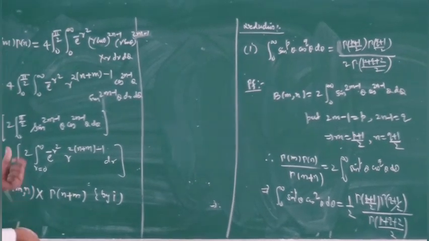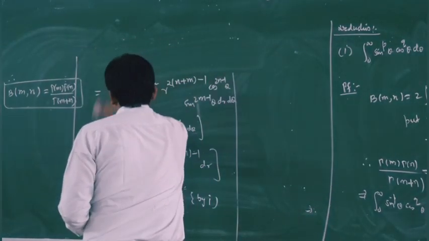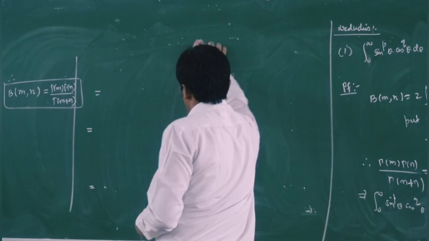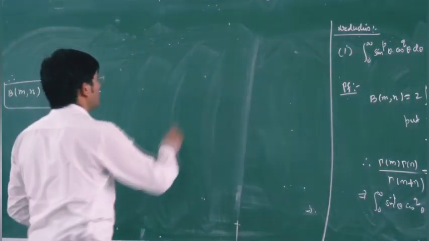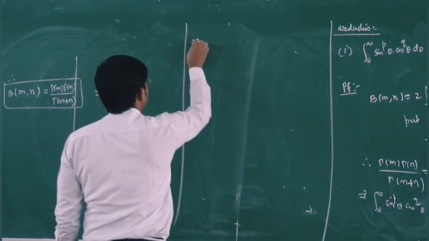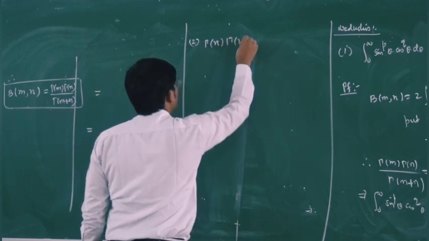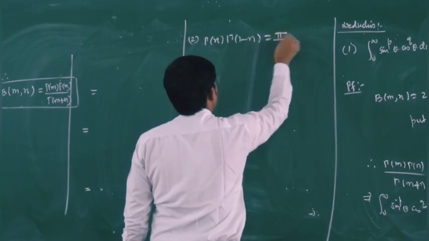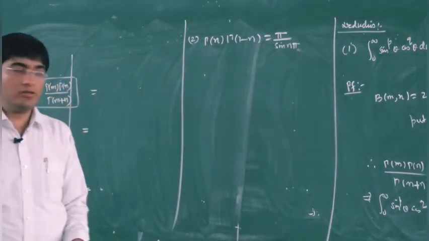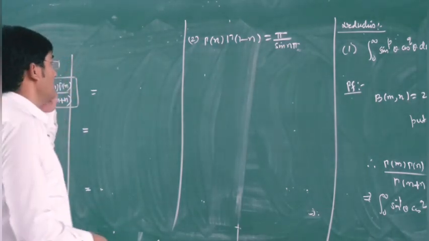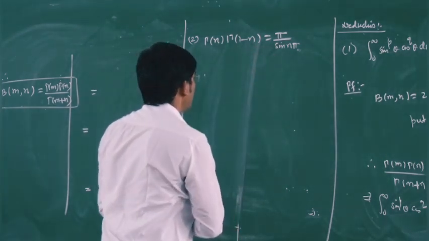This is our important deduction from this formula. Then next deduction: your gamma n into gamma 1 minus n is equal to pi upon sin n pi. Again, this is a very important result, and it states that the product of gamma n into gamma 1 minus n is equal to pi upon sin n pi.